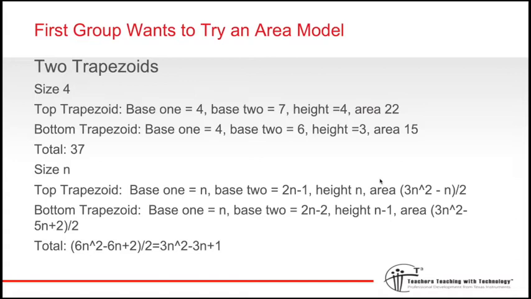So then they said, I think we can do this for the general case. What they were calling their top trapezoid would have a top base of n, and their bottom base would be 1 less than n, and the height would be n, and they did the algebra and got 3n squared minus n over 2. Now their bottom one, the base would also be n, but it would go up 1 less, so the height would be n minus 1, and it would be 1 shorter, so it would be n minus 2. And they did the algebra and got 3n squared minus 5n plus 2. And then when they added those two expressions together, they got 6n squared minus 6n plus 2, and when they divided by 2, they got the same expression.